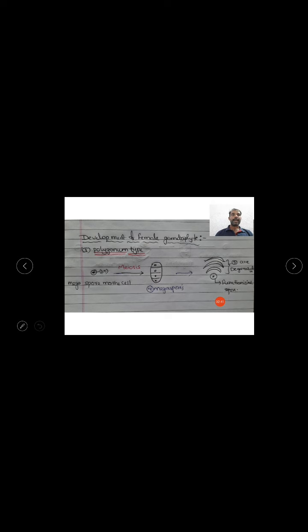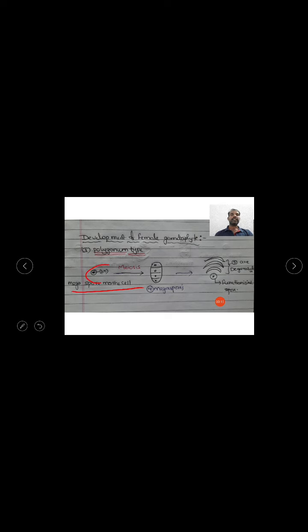This all belongs to the previous class. Today I'm going to discuss the development of the female gametophyte, the Polygonum type. First of all, megasporogenesis. Yesterday I discussed what megasporogenesis is. Whenever, whether at fertilization time or normal time, the mother cell is always diploid in nature. Here it is called the megaspore mother cell, which is also a diploid cell.